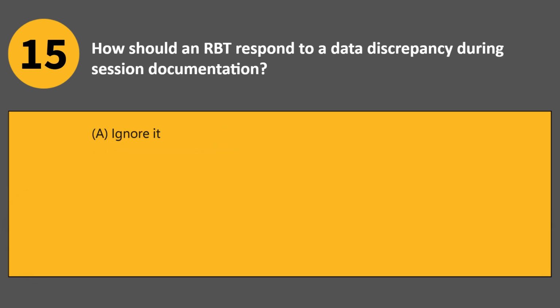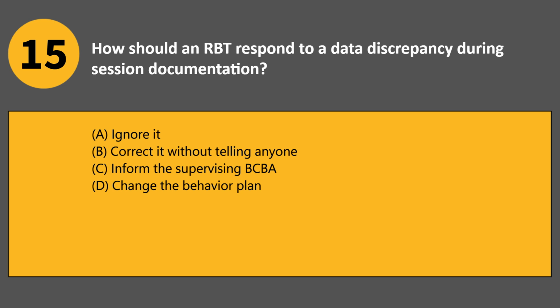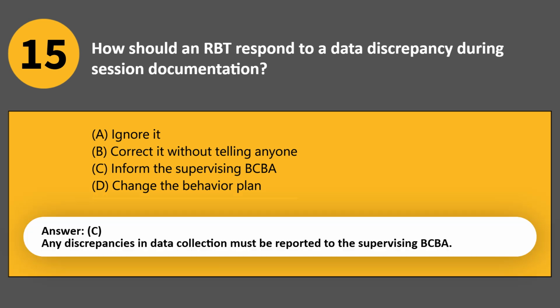How should an RBT respond to a data discrepancy during session documentation? A. Ignore it. B. Correct it without telling anyone. C. Inform the supervising BCBA. D. Change the behavior plan. Answer: C. Any discrepancies in data collection must be reported to the supervising BCBA.